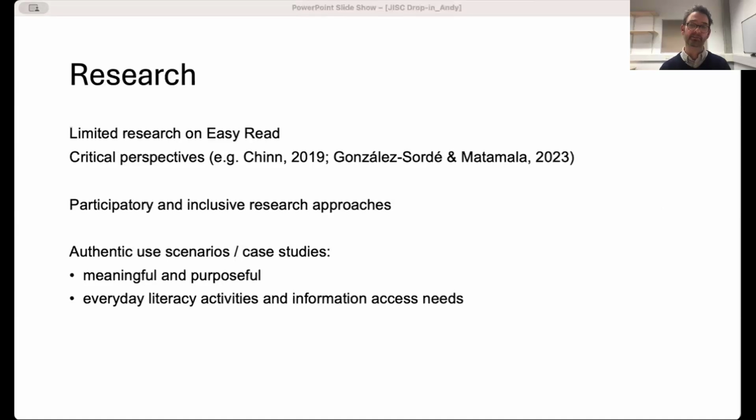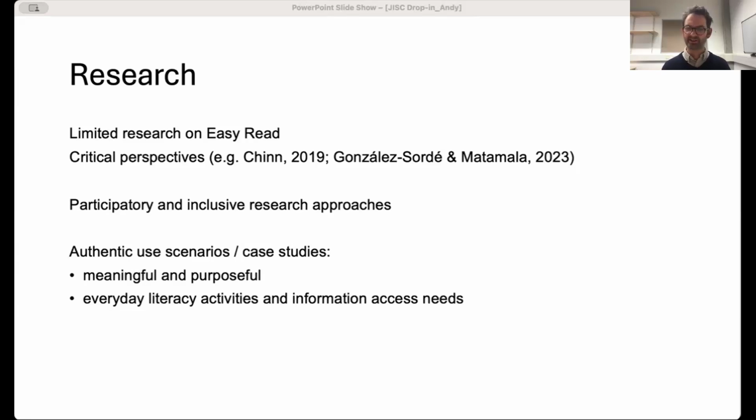And I do just want to end a little bit on research because research on EasyRead itself is quite sparse, and as I say, there is a real need for those particularly critical approaches. Katie and I obviously draw on those critical perspectives, but also very much participatory and inclusive approaches to researching this area. And I think if we are to explore the potential of generative AI in this field, it requires understanding specific interests and needs and issues.